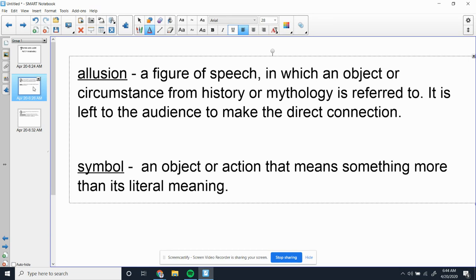The next vocab word we're going to look at right here is symbol. This is, again, a vocab word we have looked at before. A symbol is an object or an action that means something more than just its literal meaning. I'll give you two examples that you could put down. One is the rose. Romeo and Juliet refer to roses oftentimes. Juliet talks when she's on the balcony. She's saying, hey, what's in a name? A rose would still be a rose if it wasn't called a rose.